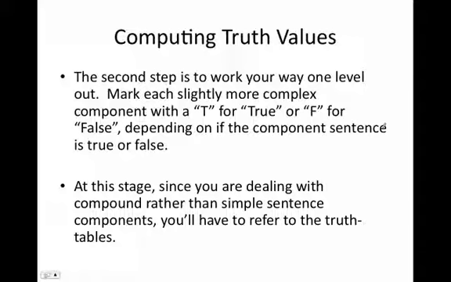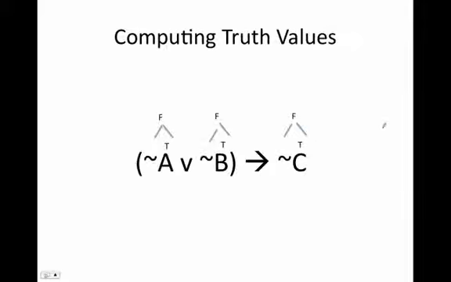At this stage, you'll be dealing with compound rather than simple sentences, so you have to refer to the truth tables in this case. Well, the next level up in complexity uses sentential operators, but it uses a negation in all 3 instances. Well, remember the rule for negation? If A is true, then the negation of A is false. If B is true, the negation of B is false. If C is true, the negation of C is false.